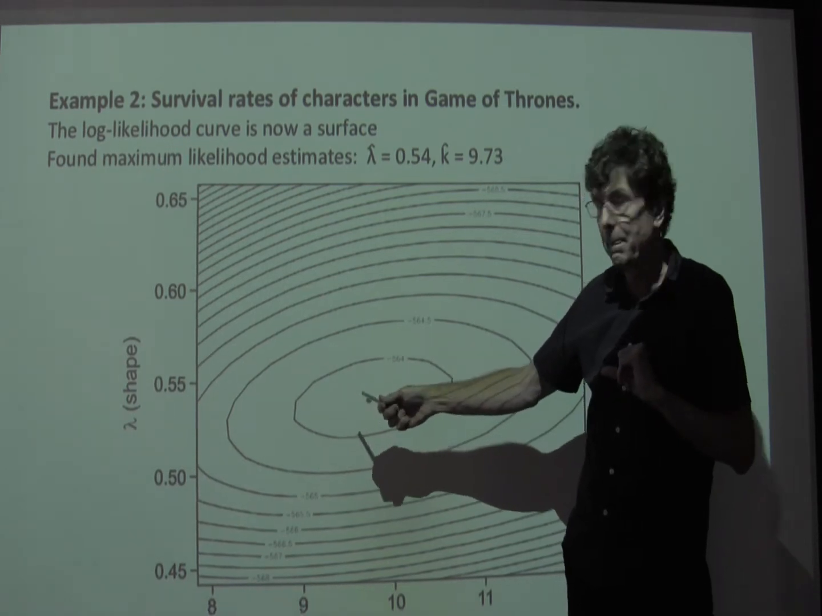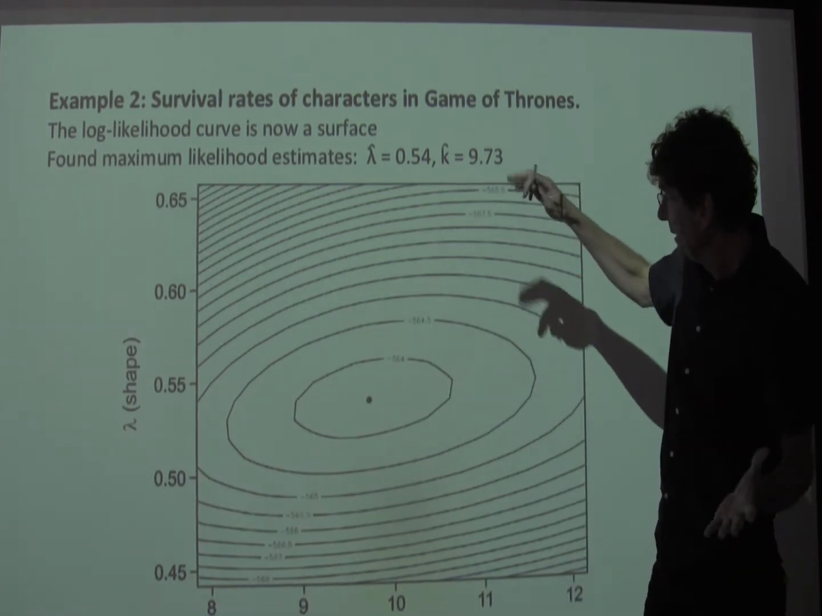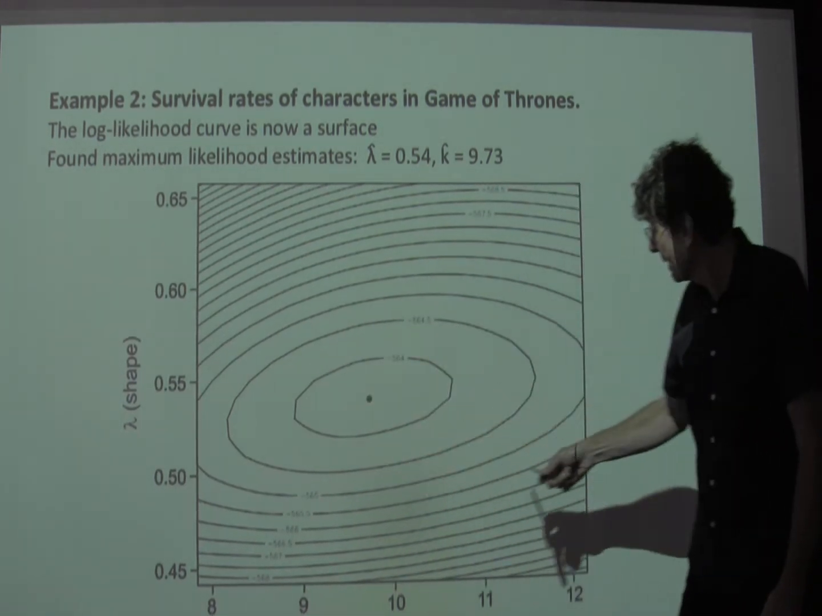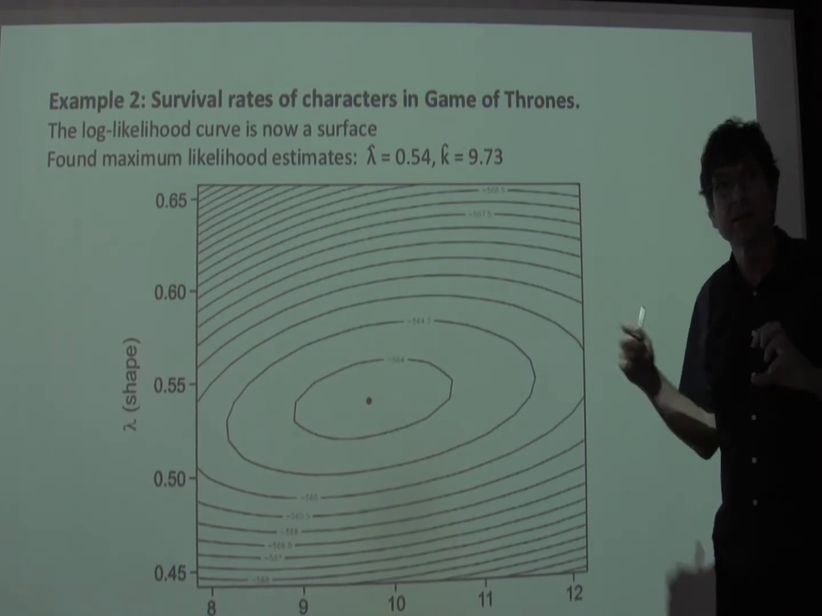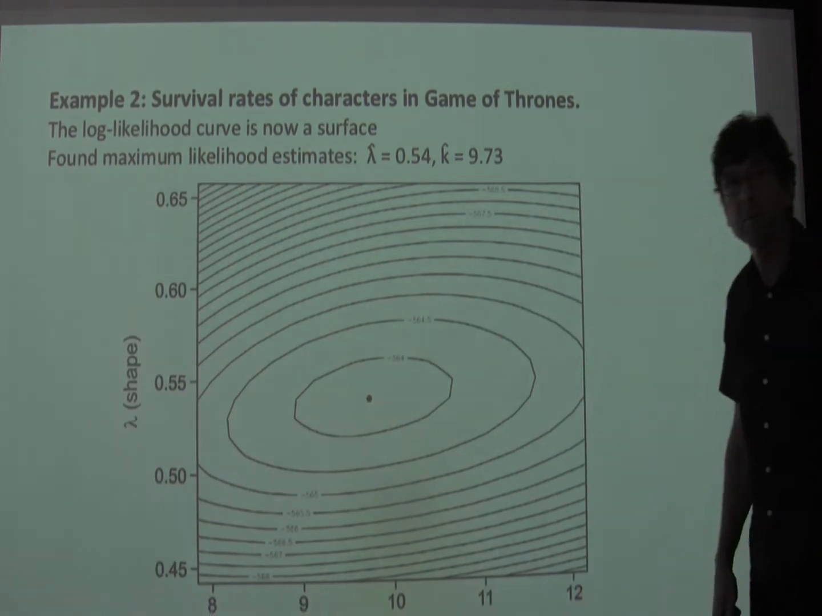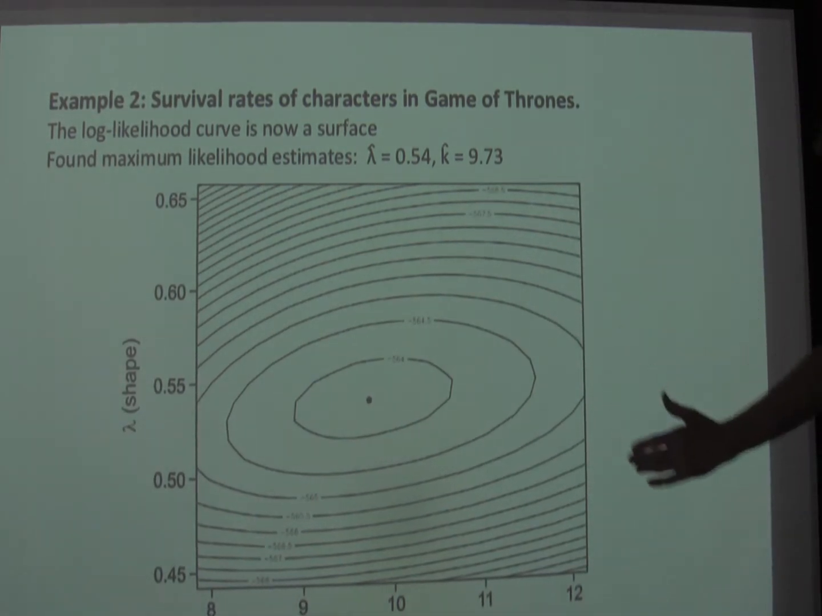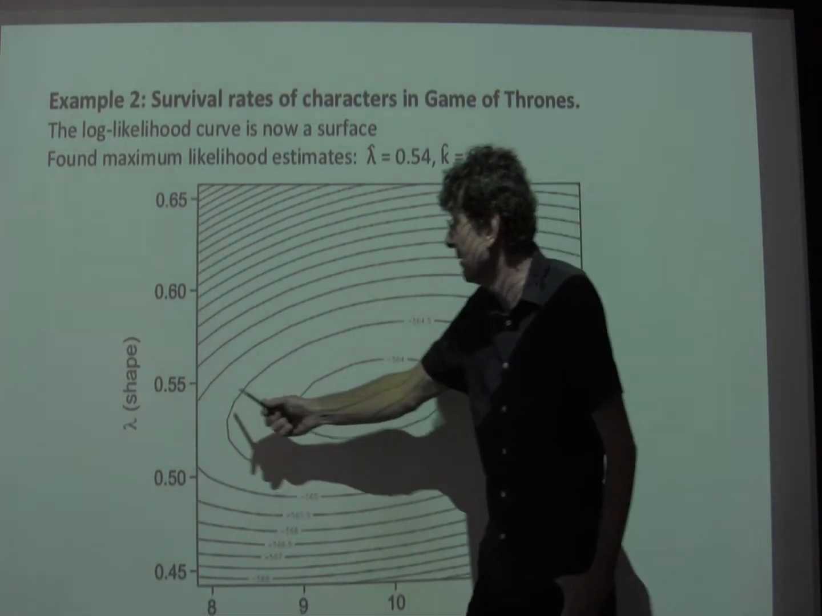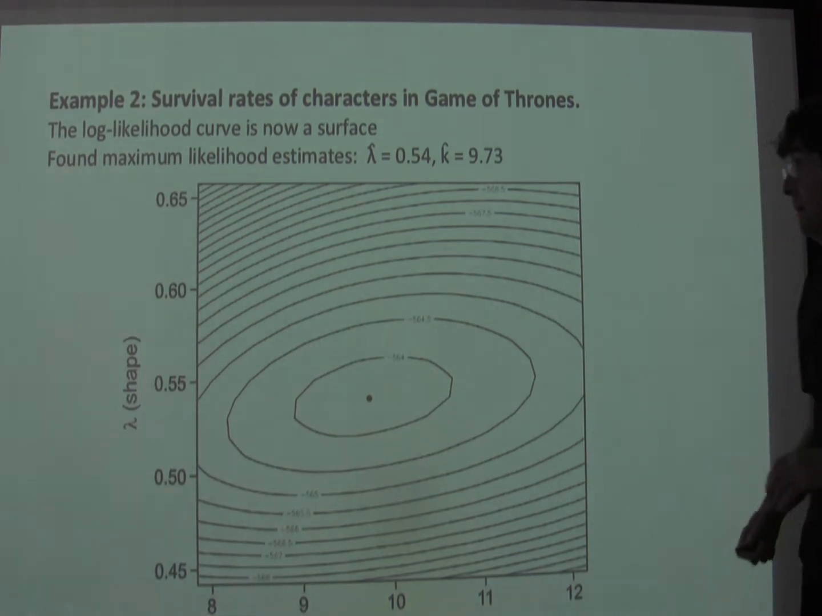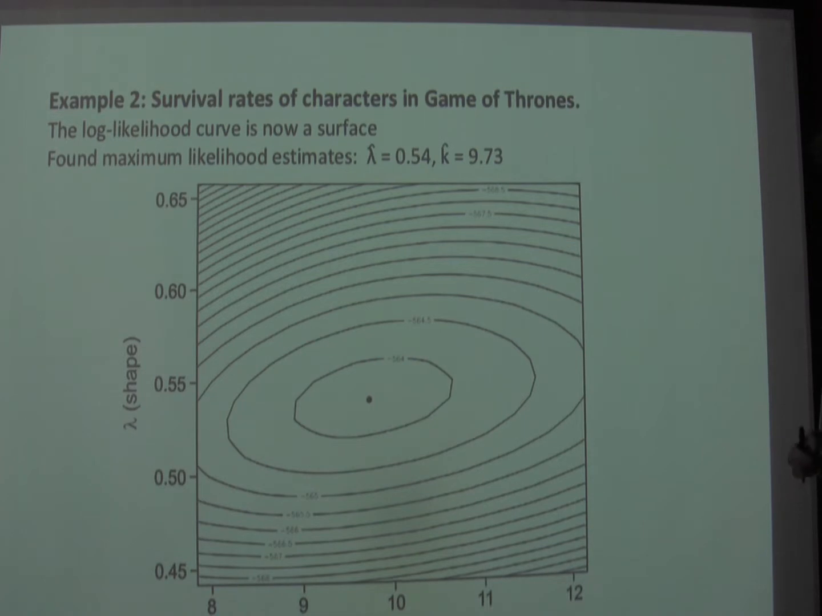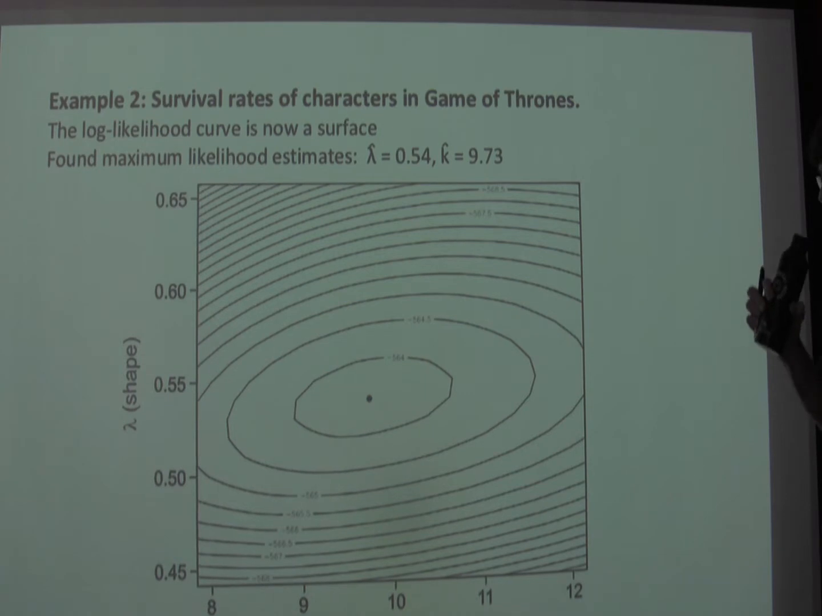That's where the height of this hill is located, and then the contours are different log likelihood elevations, peaking here and then going down above and below and to the left and to the right. So here's our maximum likelihood value, our estimate for lambda, and it's not 1. So on the face of it, it looks like the probability of dying was not actually constant for individuals.